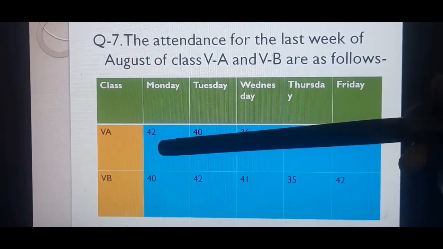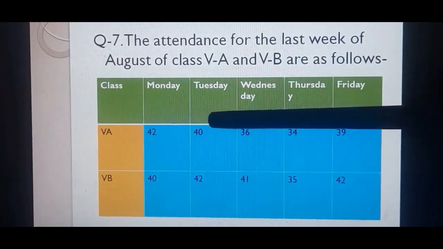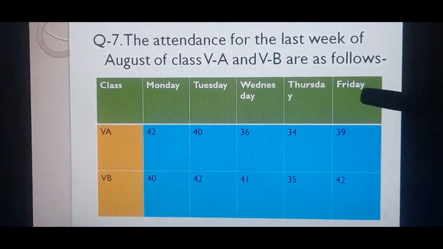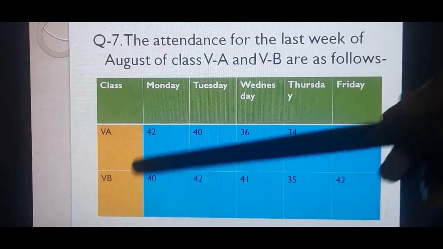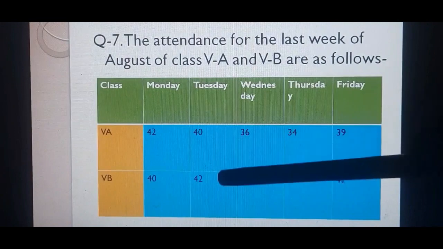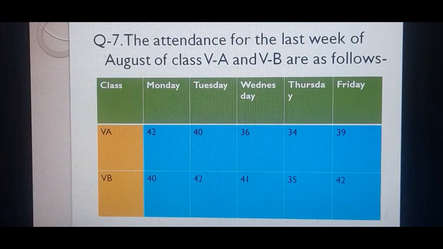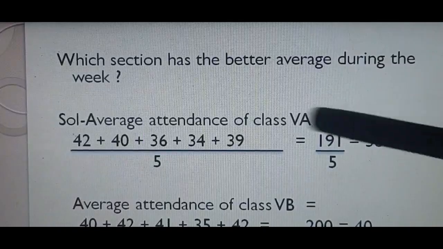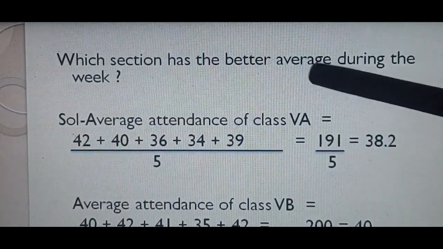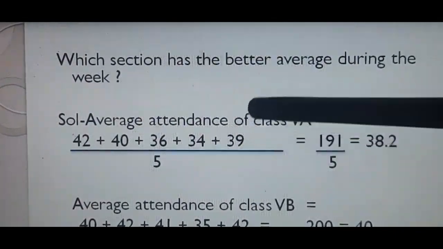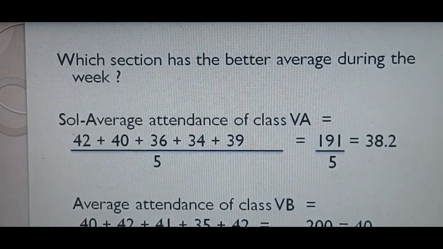Monday 42 students were present in 5th A. Tuesday 40 were present, Wednesday 36, Thursday 34 and Friday 39. And in 5th B, on Monday 40 were present, Tuesday 42, Wednesday 41, Thursday 35 and Friday 42. The question is, which section has the better average during the week? It means we have to find out the average of both the sections first.